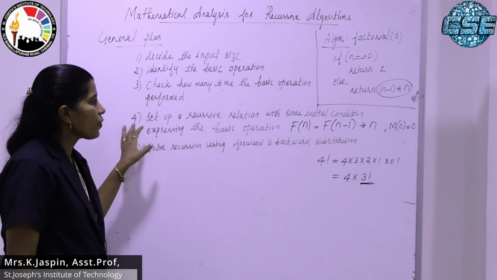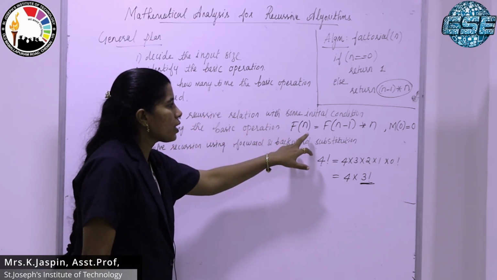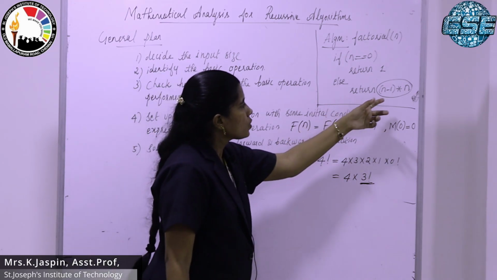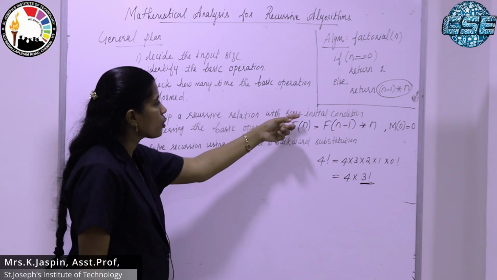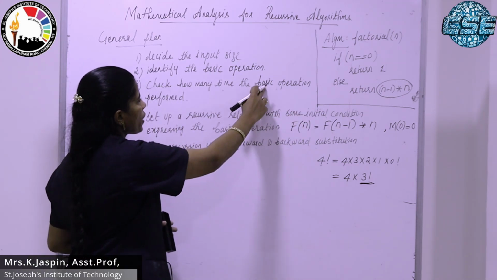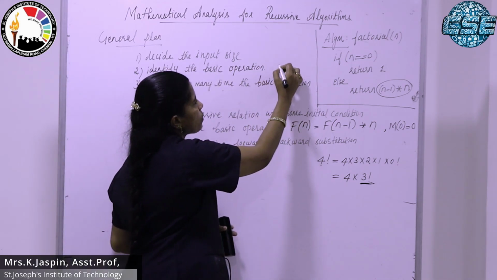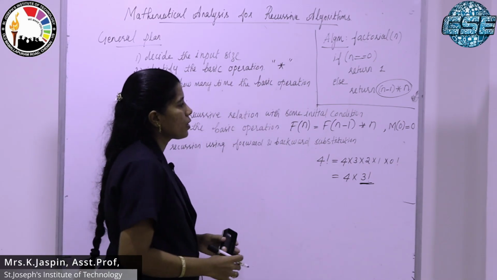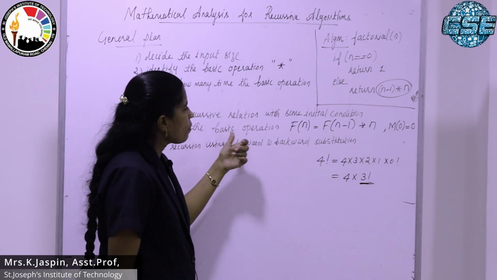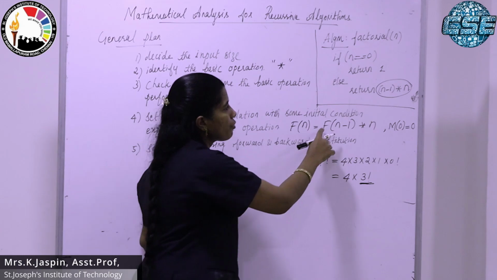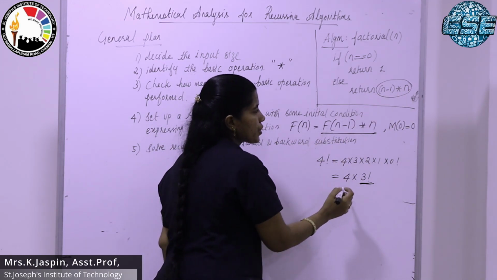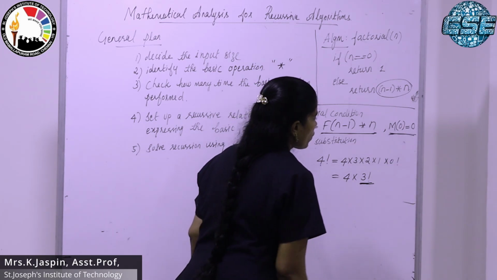So in the fourth step, we need to set up the recursive relation. The recursive relation is the f of n function, and as per the statement given, we need to bring the initial condition expressing the basic operation. The basic operation we found in the second step is multiplication. So f of n minus 1 into n, I have written here, is the recursive relation. This is the initial condition for solving this problem.